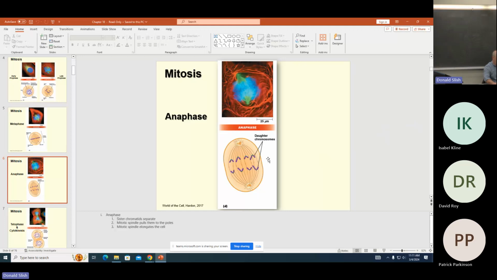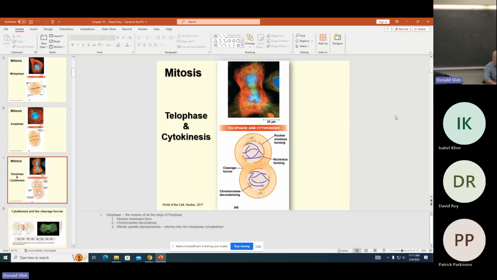Okay, so anaphase, we've separated the sister chromatids, and we're stretching the cell. And then telophase. I always like to say telophase is like the opposite of prophase. Everything that happened in prophase unhappens in telophase. So the chromatids are now going to decondense and go back to that interphase structure. Your nuclear membrane starts to reform, and the mitotic spindle depolymerizes, and then the interphase microtubules start to reform.